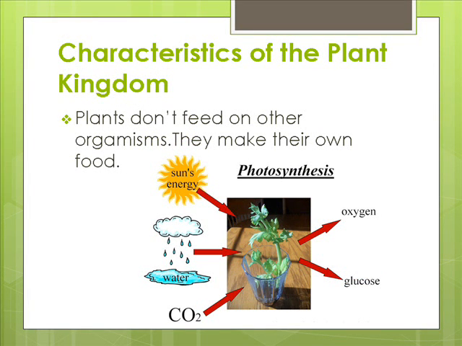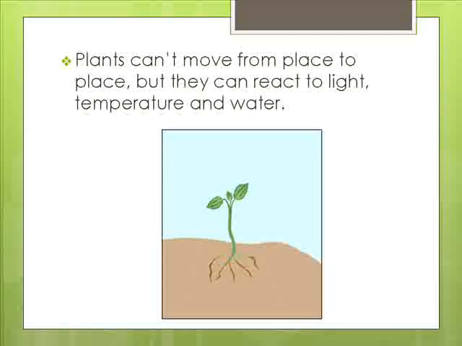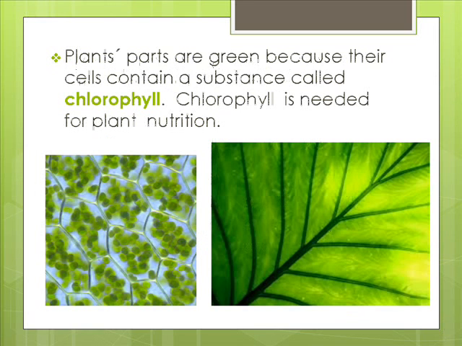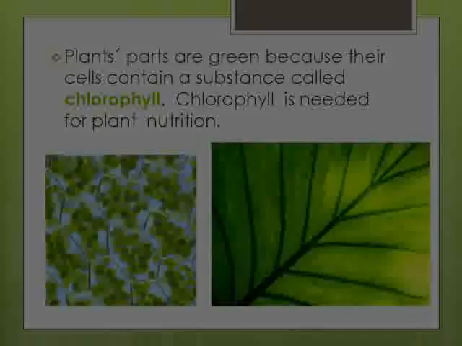Characteristics of the plant kingdom. Plants don't feed on other organisms. They make their own food through photosynthesis. Plants can't move from place to place, but they can react to light, temperature, and water. Most plants reproduce by growing flowers, which then produce seeds. Plants' parts are green because their cells contain a substance called chlorophyll. Chlorophyll is needed for plant nutrition.